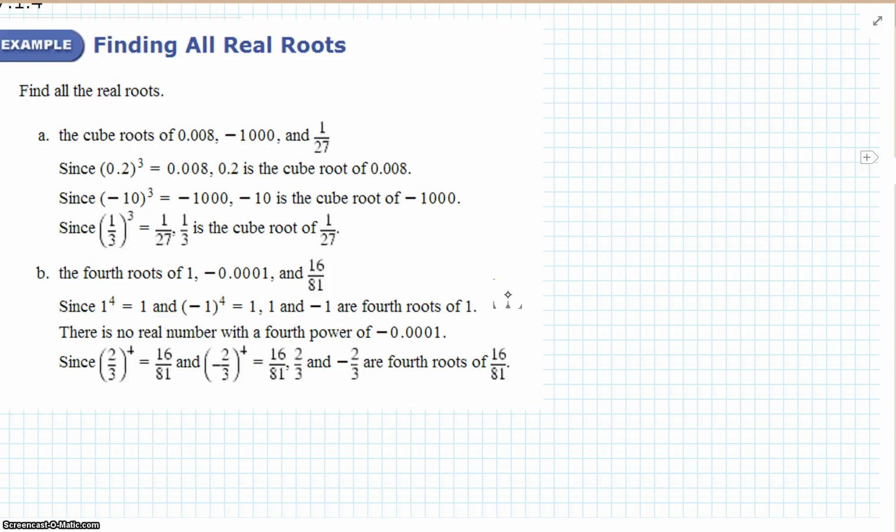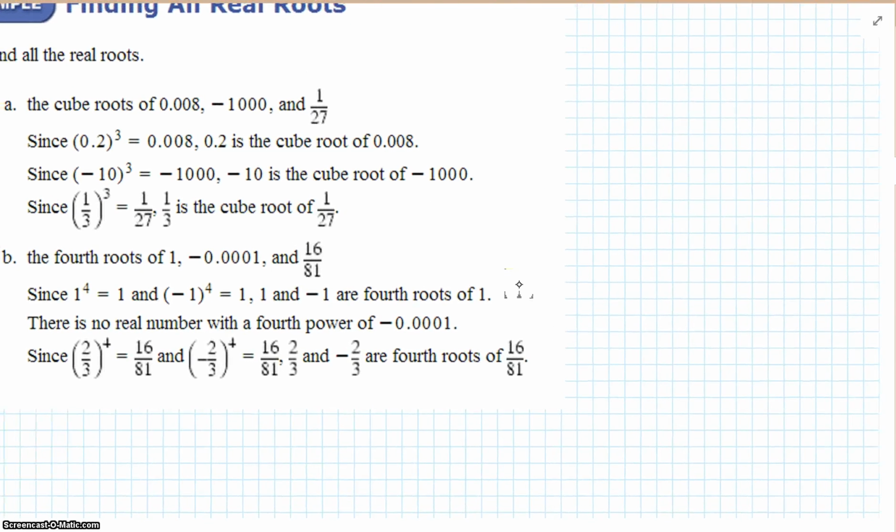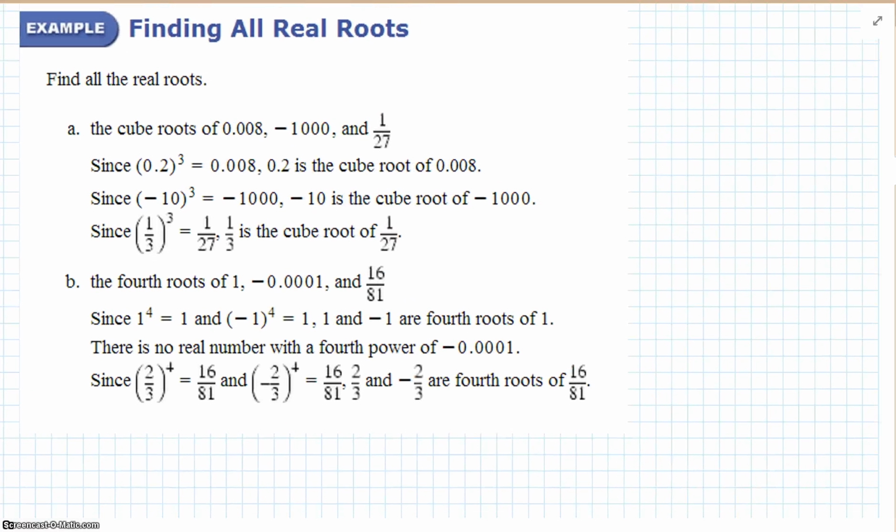Okay, moving on. We're just going to plug through these right now. Most of these you can do in your calculator. Since 0.2 to the third power is 0.008, 0.2 is the cube root of 0.008. Alright, what's the cube root of negative 1,000? Since negative 10 cubed is negative 1,000, negative 10 is the cube root. What's the cube root of 1/27? Since 1/3 cubed is 1/27, 1/3 is the cube root of 1/27.